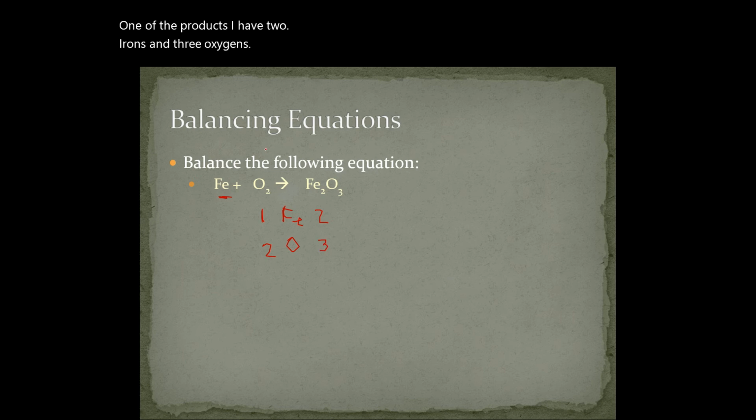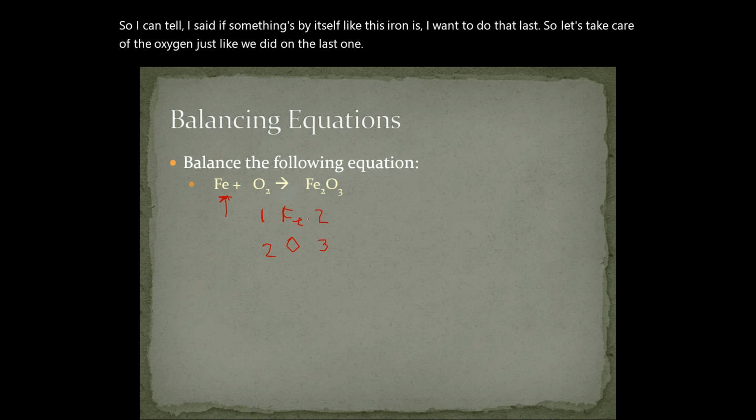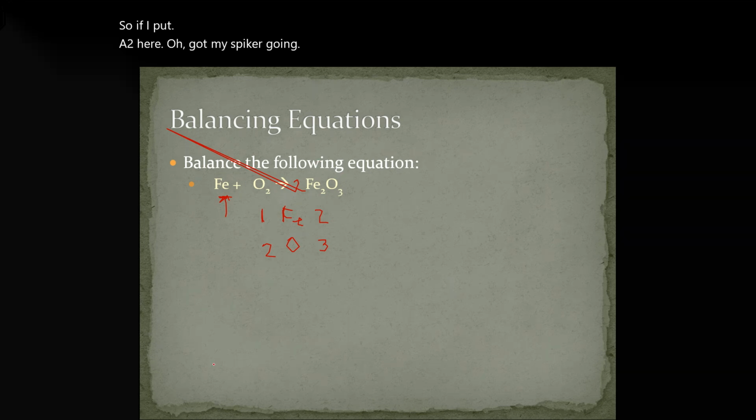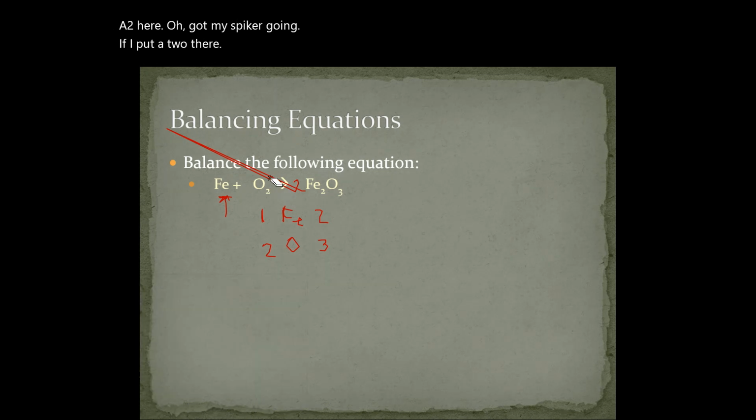So I can tell, if something's by itself, like this iron is, I want to do that last. So let's take care of the oxygens, just like we did on the last one. If I put a 2 out front here, now I've got 4 irons and 6 oxygens.